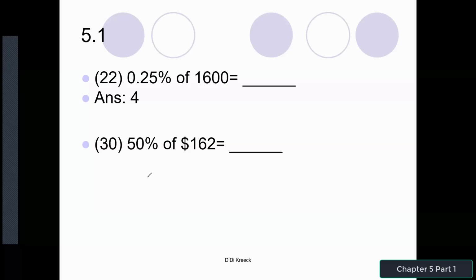Problem number 30. I have 50% of 162. Okay, this is a similar example compared to problem number 22. I have the percent, and then I have the base. Now I need to find the amount, right?